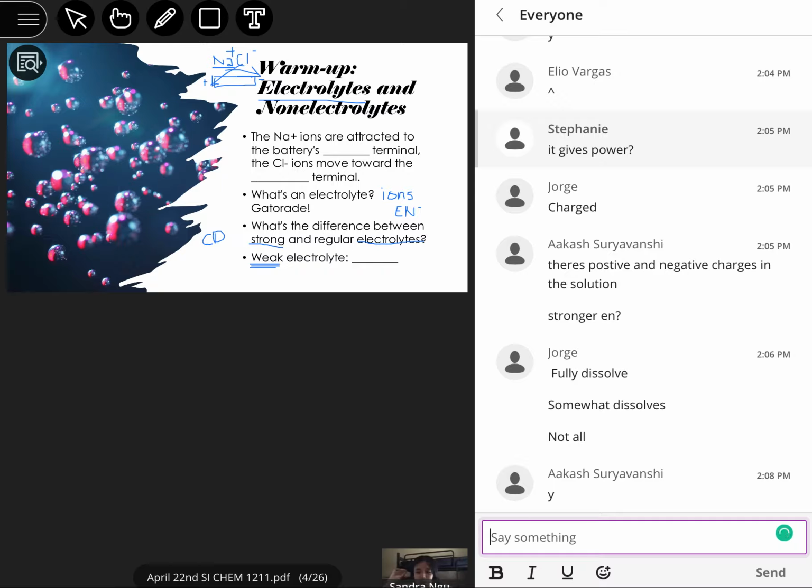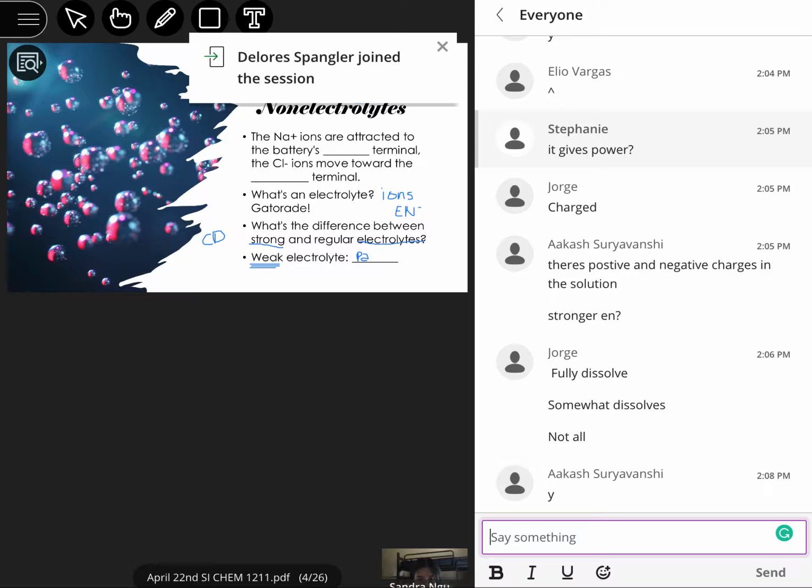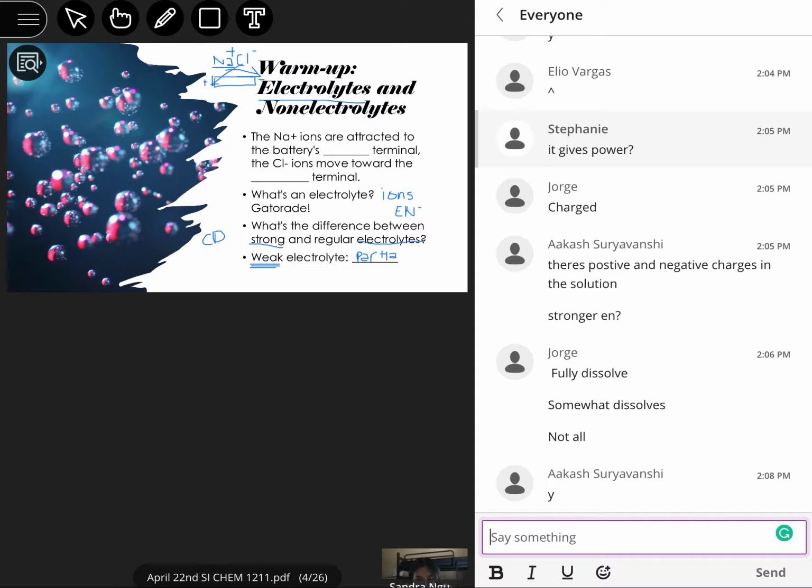So the word I'm looking for specifically is partially. It's partially ionized. Partially ionized. That's what you want. I can't really write on the computer, but partially ionized. So I don't want anyone to get the idea that a weak electrolyte doesn't do anything at all, or that it dissolves all the way. It's just partially. It's only half usually, or a little bit. It's not all of it. It's not none of it. It's just in the middle. It's kind of mediocre, if I'm being honest. It's not all or nothing.